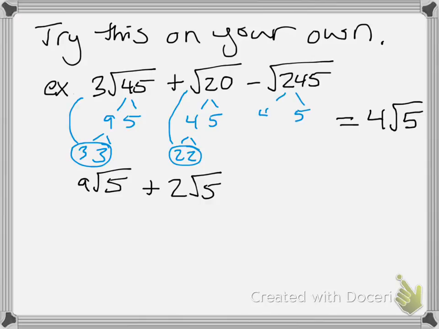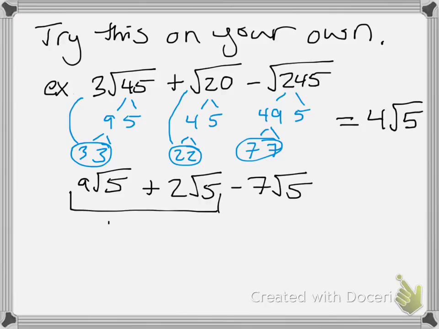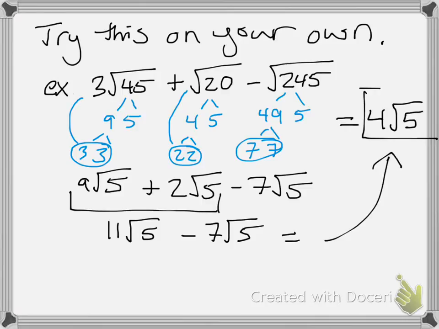And last but not least, let's simplify 245. 245 breaks apart to 49 and 5. 49 is 7 and 7. The pair of 7's comes to the outside, which leaves you with minus 7 square root of 5. Now, when you combine all your terms, you do 9 plus 2 to give you 11 square root of 5. 11 square root of 5 minus 7 square root of 5 gives you 4 square root of 5. And that's your final answer.